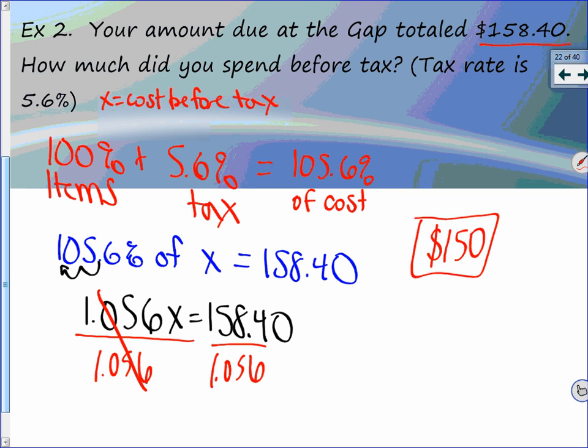So you might have bought maybe, well, at the Gap, let's see, $150 could get you like jeans and maybe a top or two, depending on sales. It could be very expensive. But questions on that?